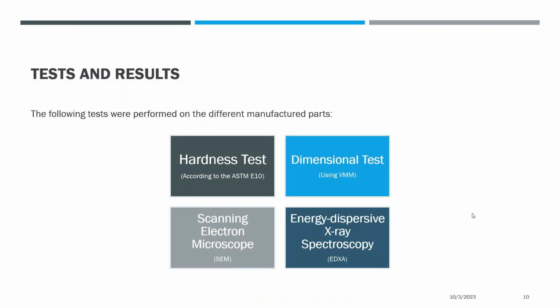The tests and results which we have run were as follows for all the three different parts. Hardness test was according to the ASTM E10. The dimensional test was done using the VMM, the scanning electron microscope, or the SEM, and the energy dispersive X-ray spectroscopy, or the EDXA, were all performed on the three following parts.